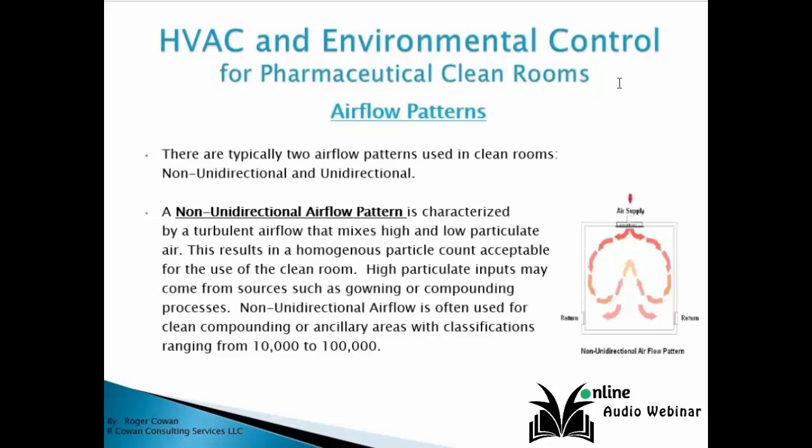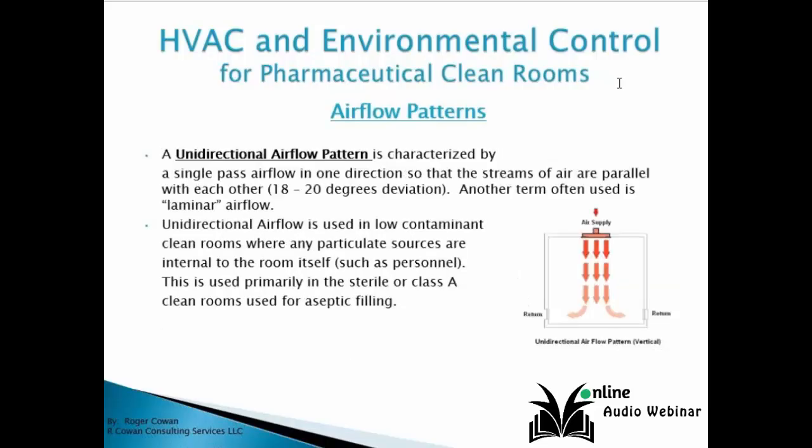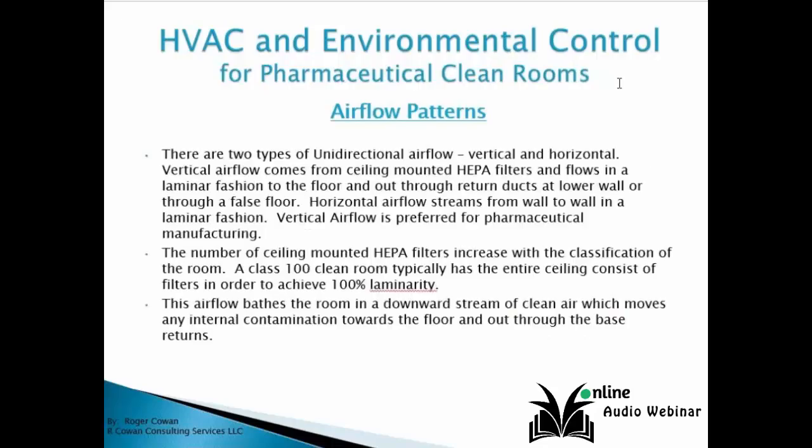Okay, so now we're going to move on to airflow patterns within the clean room. There's typically two airflow patterns: non-unidirectional and unidirectional. Now, the first one we'll discuss is the non-unidirectional. The other airflow pattern is unidirectional. Now, when you're talking about unidirectional airflow, there's two types. Again, there's vertical and horizontal.